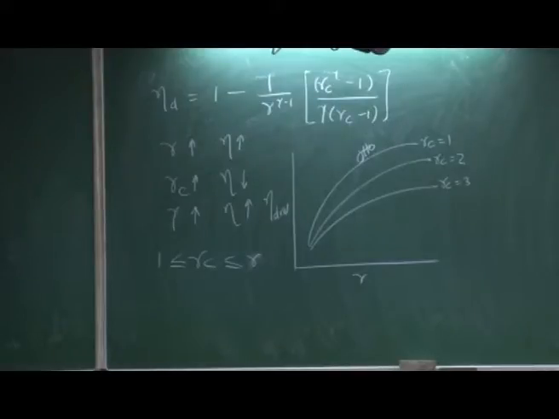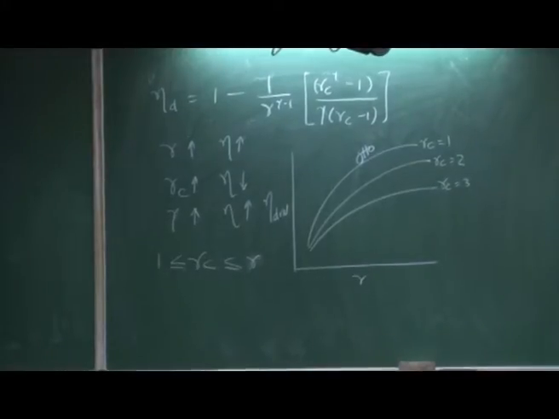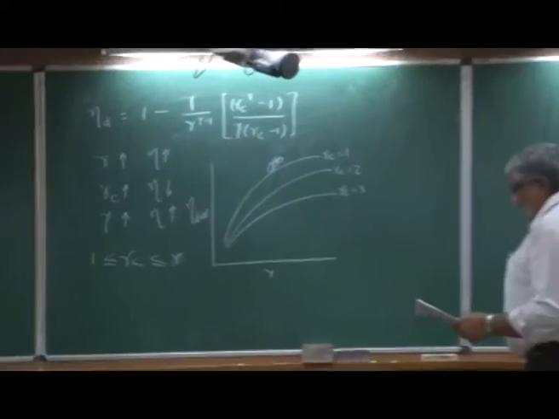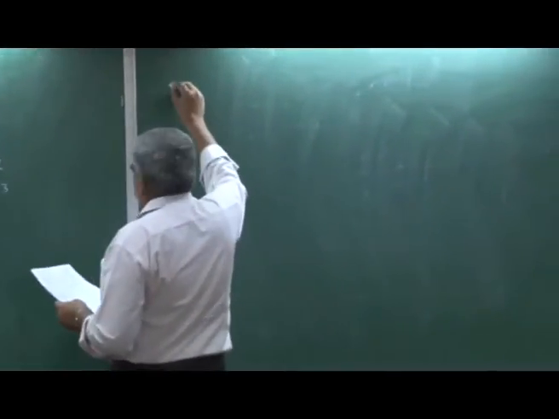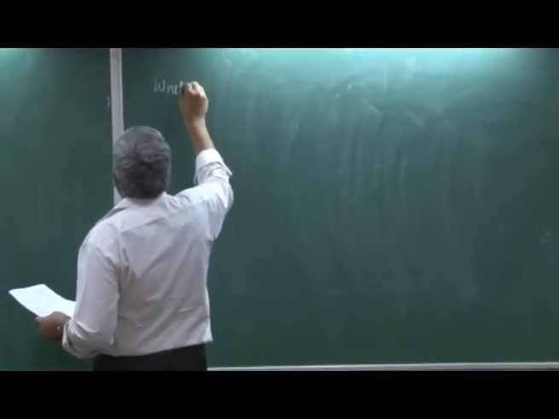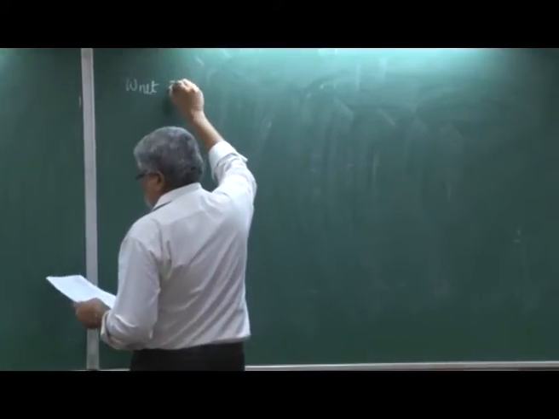Because in the Otto cycle we found two parameters. One was the expression for net work, and the other one was mean effective pressure. So let's try to find out these two. So W net for the diesel cycle will be what?